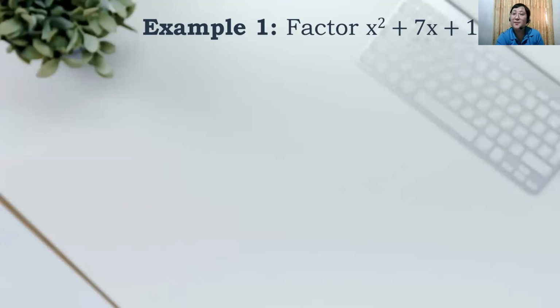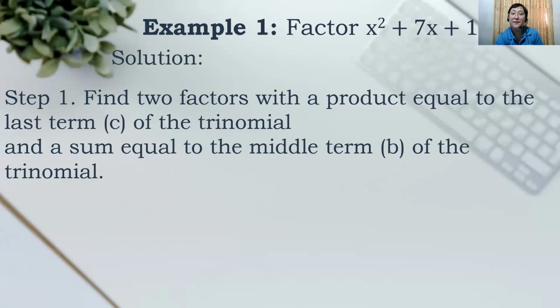So there are two steps in doing this. The first step: find two factors with the product equal to the last term of the trinomial and the sum equal to the middle term of the trinomial. How's that? So let's get first the factors of the last term that when we add, we'll get the middle term.